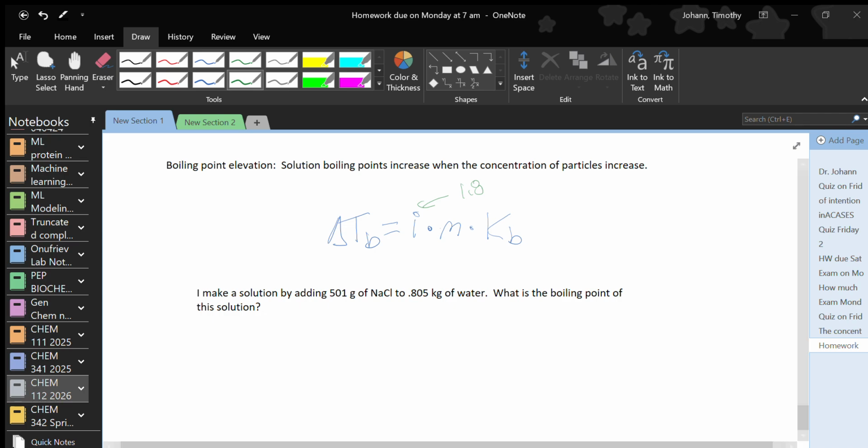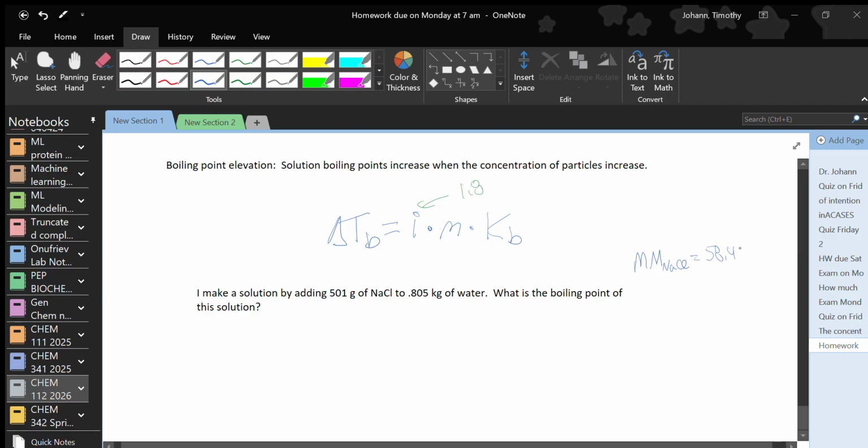I need to get the molality, which means I need the moles of sodium chloride, right? Anybody get us the molecular mass of sodium chloride yet? 58.44 grams equals 1 mole. Where it's grams per mole there, but that's the same as saying 58.44 grams equals 1 mole. So we have 501 grams of sodium chloride. I'm going to use my molecular mass. How do I use this to get moles?